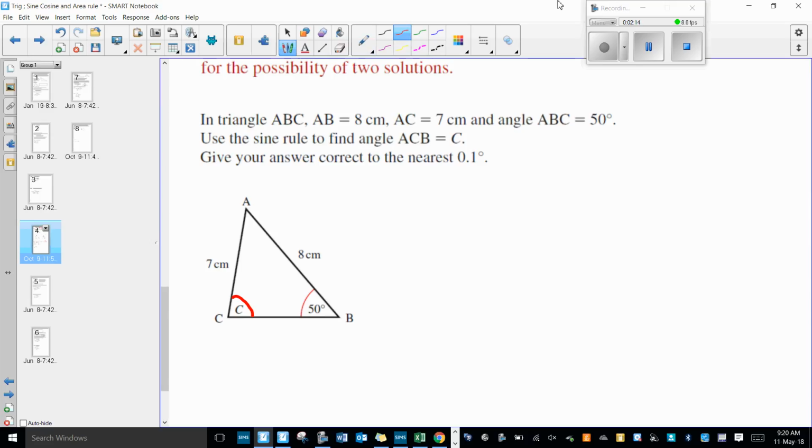Sine 50 divided by 7. Now, my suggestion to you is always start with the thing you're trying to find. So my suggestion would be to write sine C first. Oh, well then I got this all wrong. If we're trying to find an angle, remember angles can go on top. So it's either all sides on top and all angles on bottom, or the other way up. We're trying to find an angle, so I would have sine C on the top.